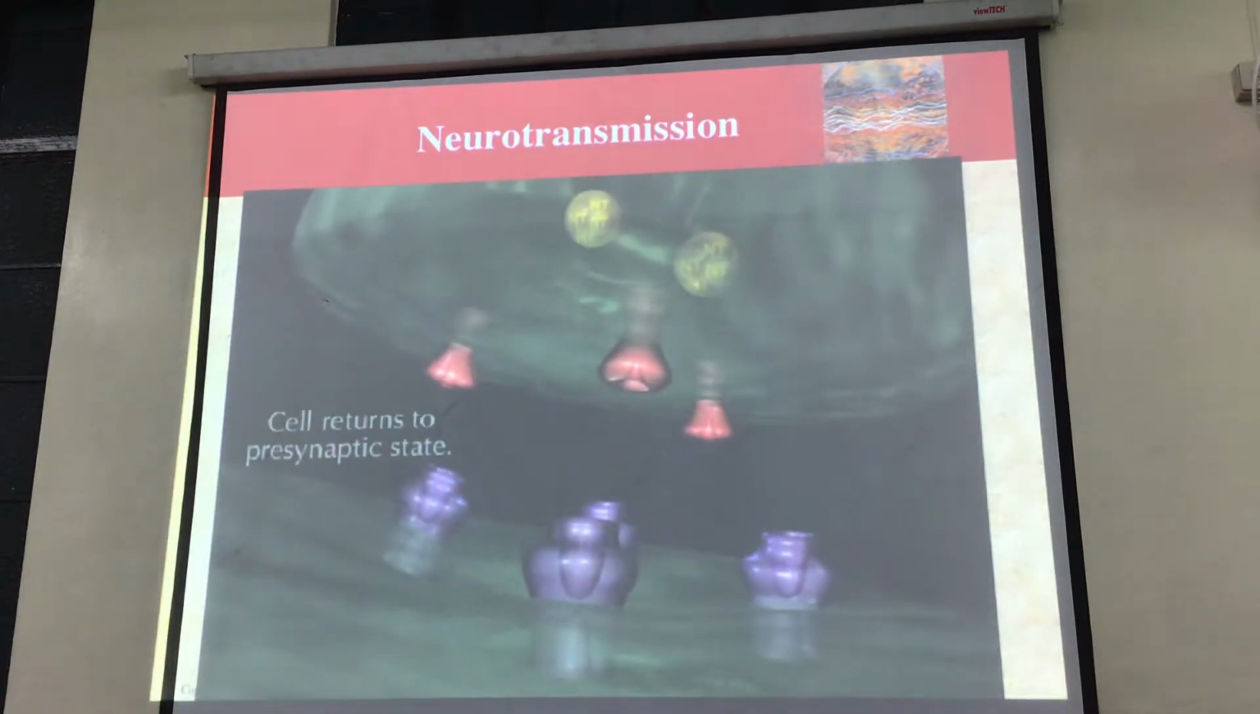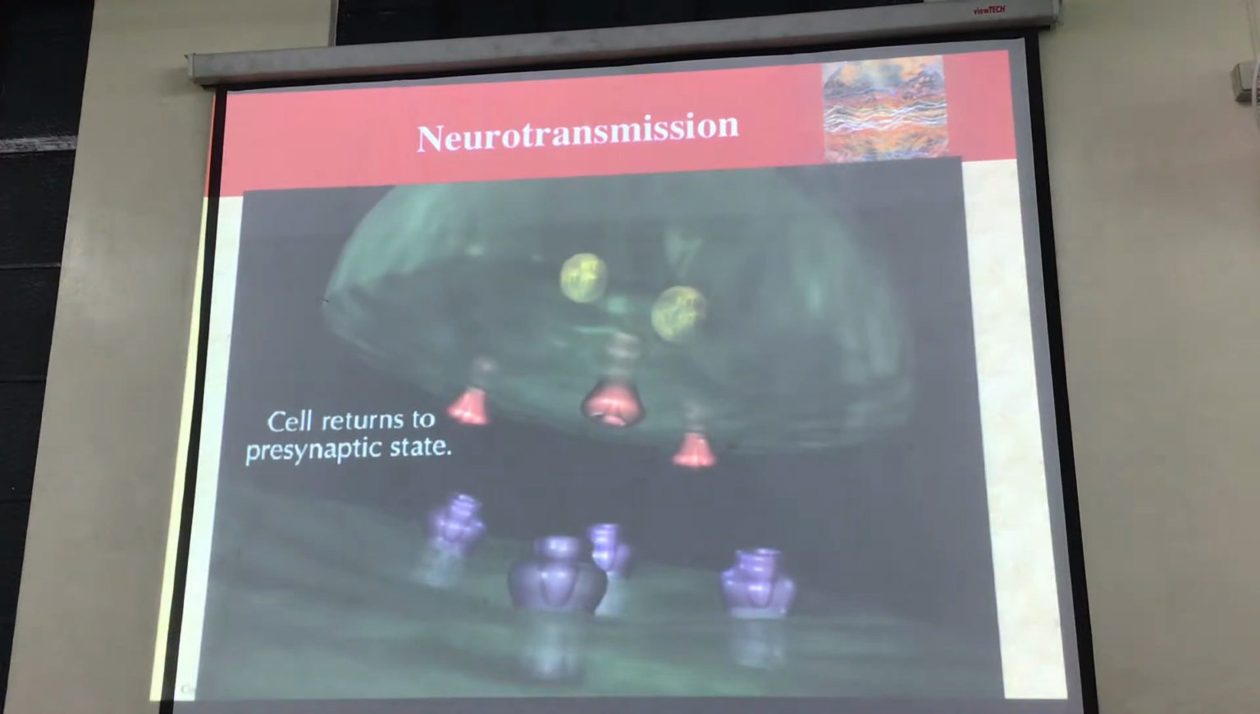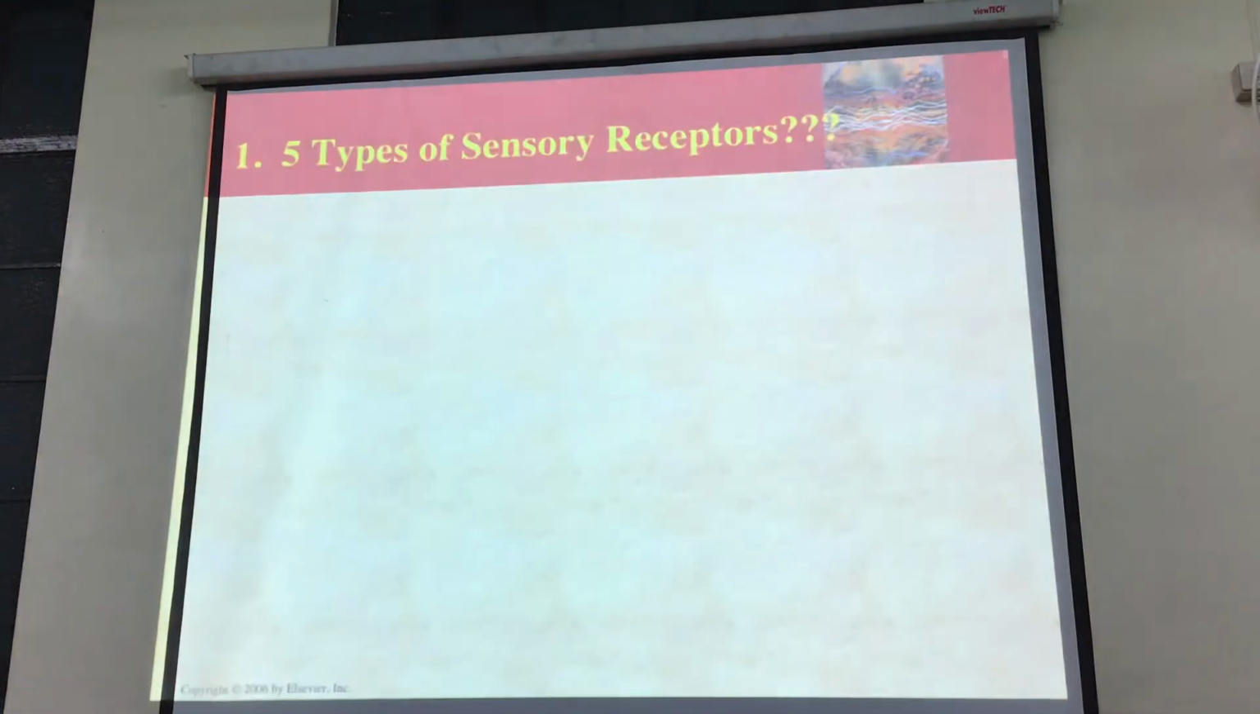So what are the three phases? So you have the depolarized state, then it repolarizes until it relaxes. Okay? Now, let us move on. You have different types of sensory receptors. Can you guess what they are?